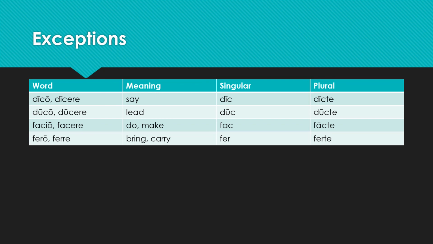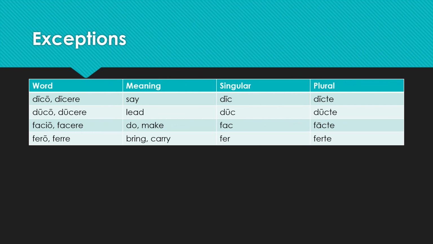When we come to our next example, it is facio. Facio, facere means do or make. When you tell somebody to do something or to make something, you will once again follow that same pattern. Remove the entire ere. Fac and facte. The last exception here may not seem too much as an exception. If you notice, the word here is fero. The infinitive is ferre, F-E-R-R-E.